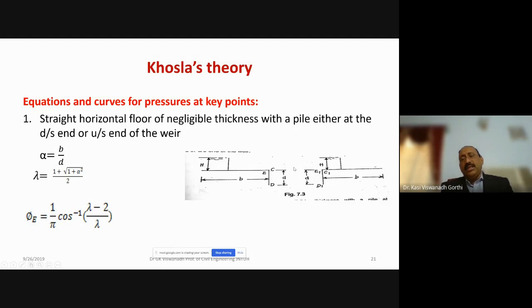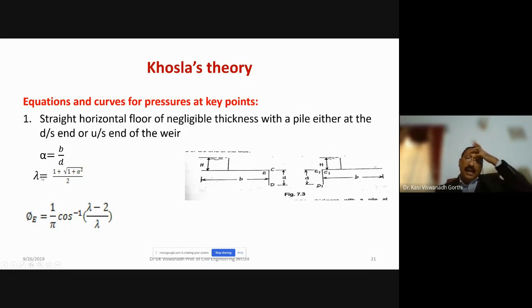But you are taking both the cases separately, independently, either this downstream side pile or this upstream side pile. Not a combination at this junction. So you have a straight horizontal floor, thickness is negligible, pile is provided either at the downstream end or at the upstream end. D is the thickness of the pile and B is the length of the floor. Calculate alpha. Alpha is equal to B by D. This is B and this is D, B by D.